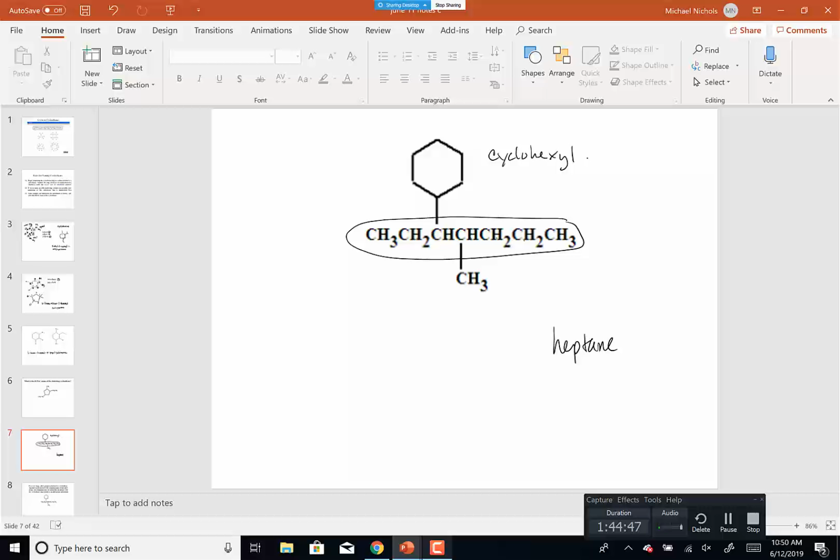Any hyphens in there? No, so that means it's all one word. When it's all one word, what do we alphabetize on? The C at the beginning. So this is C for cyclo. What if you have multiple cyclos in there? Then keep going until you find the difference. Cyclohexyl will come before cyclopropyl.